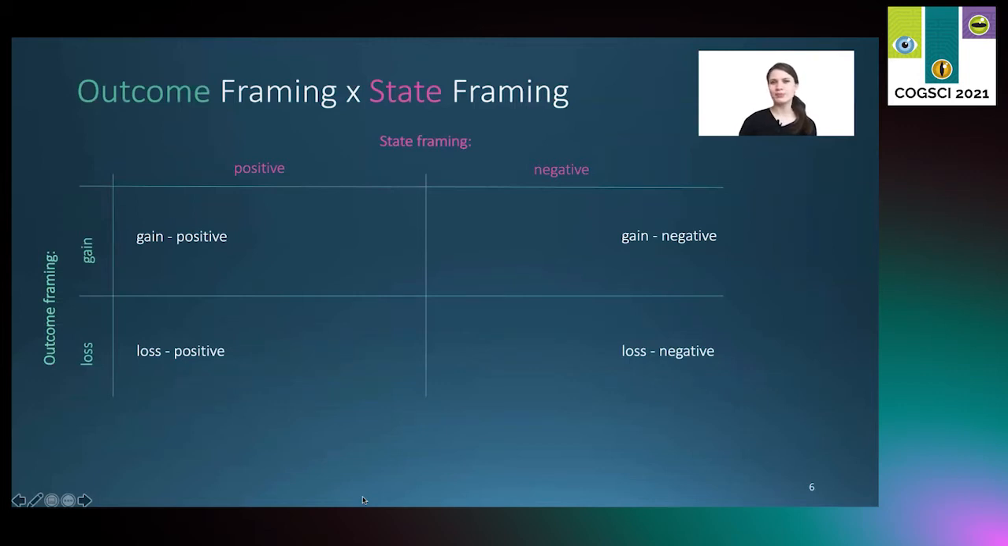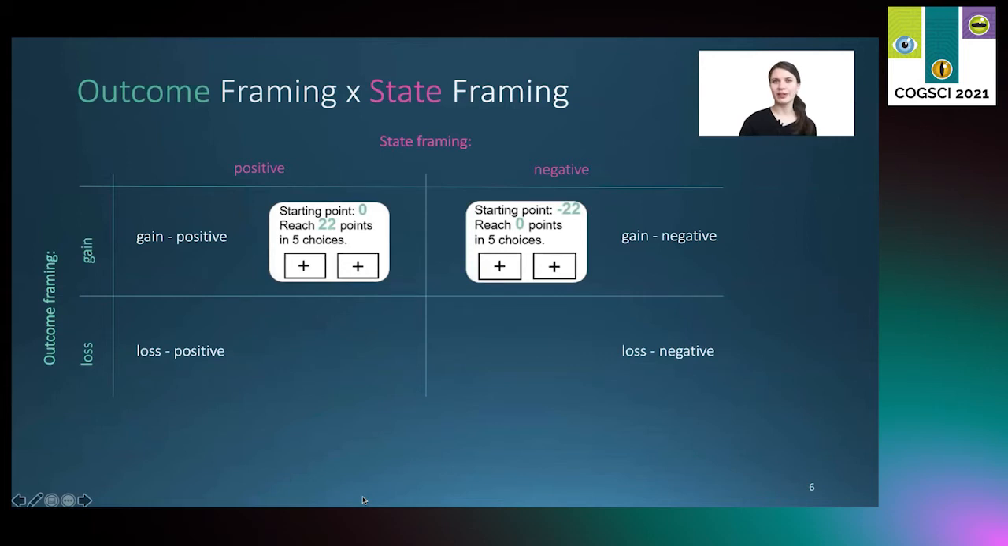First, gain problems with positive states. Here, the outcomes are gains, and people start with 0 points and they have to reach a positive goal. And second, gain problems with negative states. Here the outcomes are also gains, just as before, but people start with negative points and they have to reach a goal of 0 points.